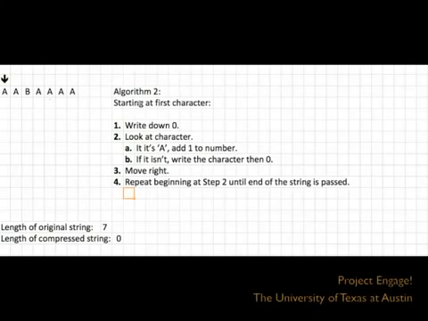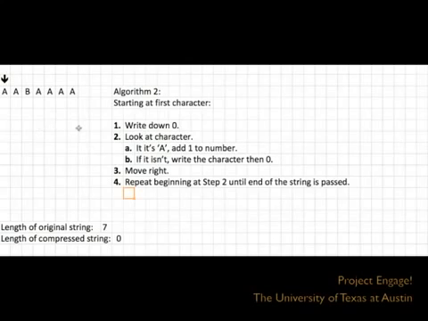So, starting at the first character, we're going to write down a 0. We're going to look at the character, the one we're pointing at. If it's an A, we're going to add 1 to the number we have written down. If it's not, we're going to write whatever character we're looking at and then a 0 and move right. So we are going to keep doing this, beginning at step 2 and moving through step 3, until we have passed the end of the string.